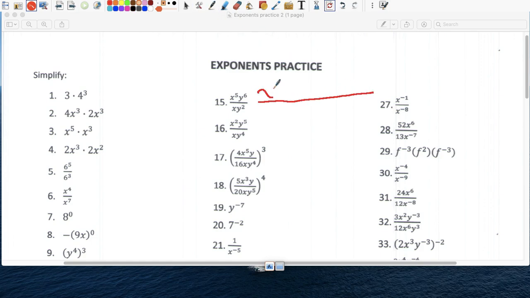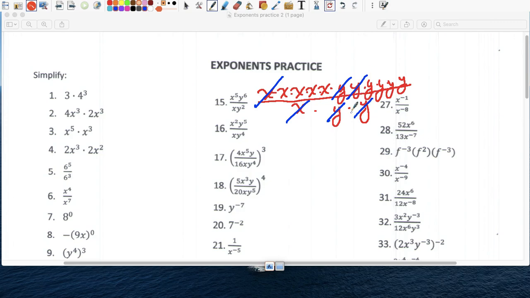Expanding and not expanding. So we have 1, 2, 3, 4, 5 x's on the top, 1 x at the bottom, 1, 2, 3, 4, 5, 6 y's on the top, and 2 y's at the bottom. Remember, they're all being multiplied, so they all have this invisible multiplication sign between them. Let's simplify. This x and this x can go away, right? They simplify to 1. This y and this y simplifies to 1. This y and this y simplifies to 1.